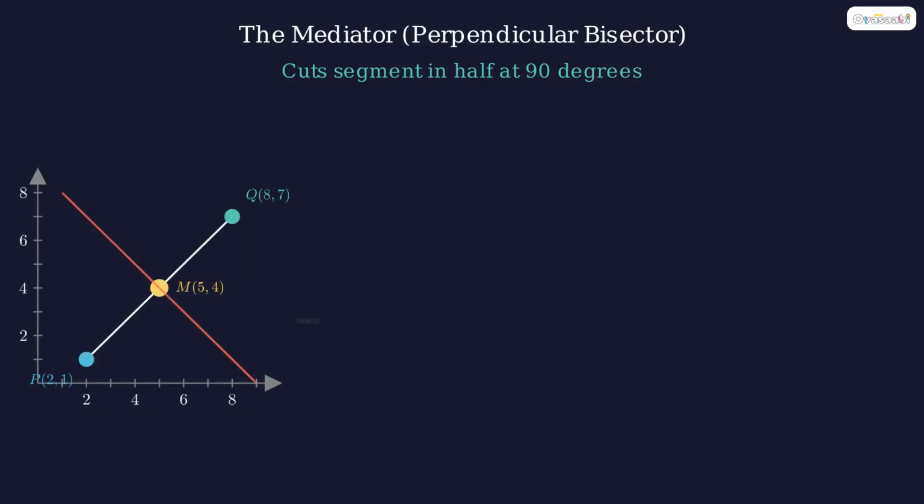Now the mediator. The mediator of a segment is the line that cuts it exactly in half at a right angle. It passes through the midpoint and is perpendicular.